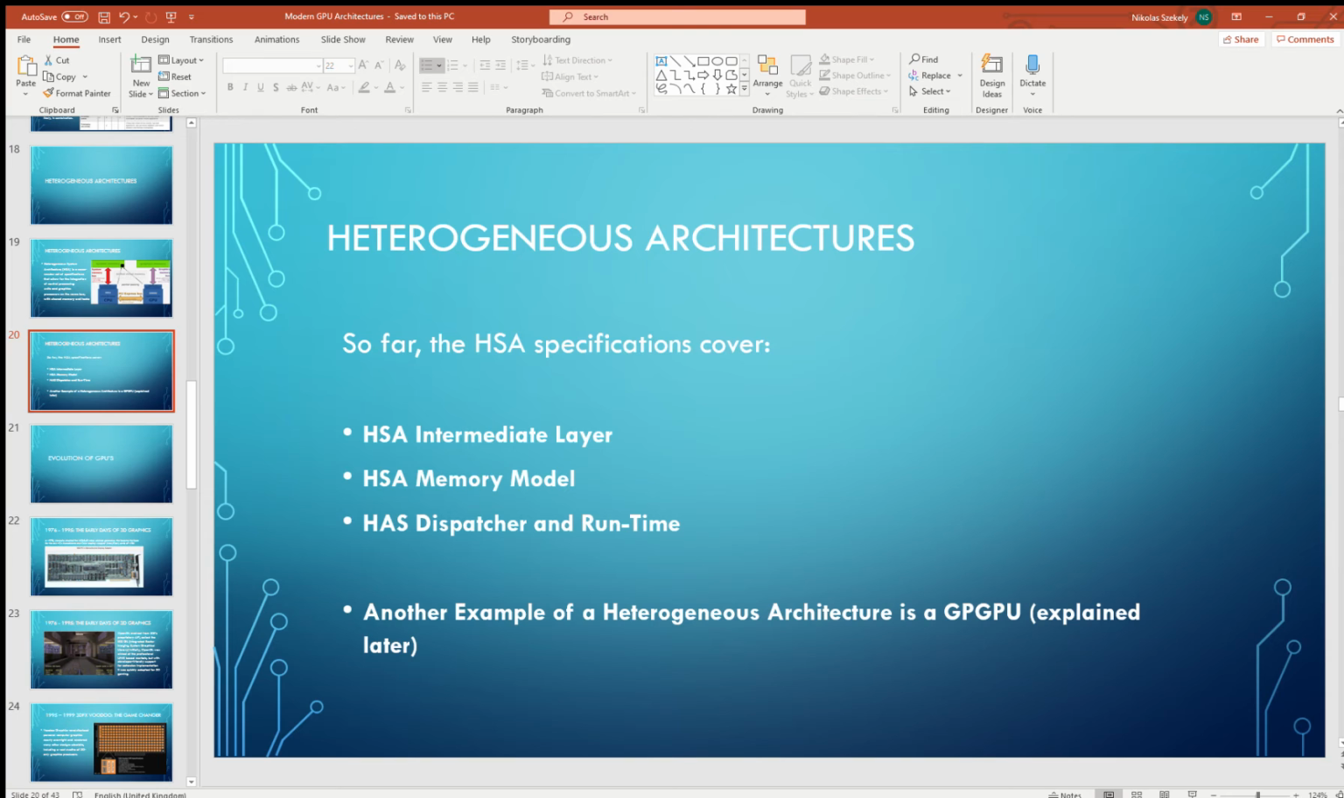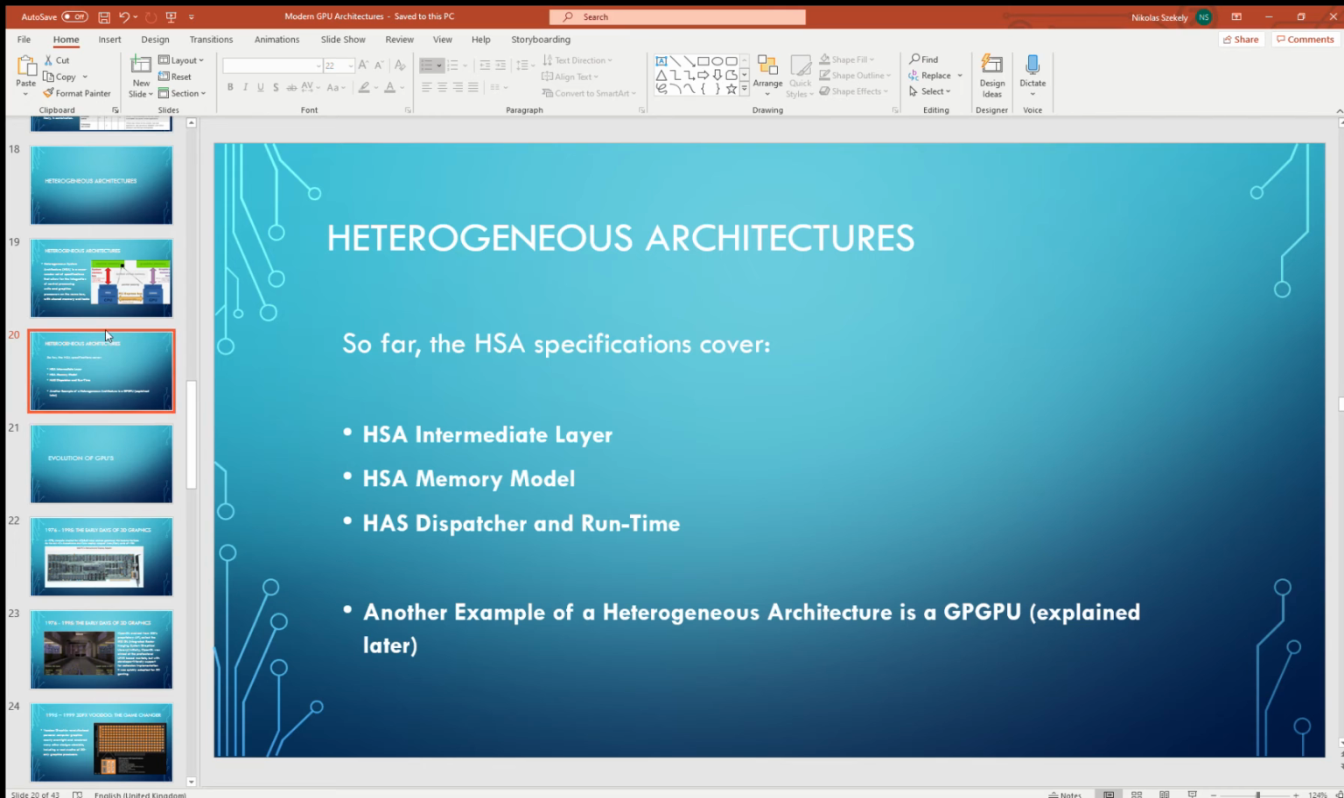And the HSA dispatcher and runtime is designed to enable heterogeneous task queuing: a work queue per core, distribution of work into queues, and load balancing by work stealing. Any core can schedule work for any other, including itself. It brings significant reductions of overhead of scheduling work for a core. Mobile devices are one of the HSA application areas in which it yields improved power efficiency. Another example of a heterogeneous architecture is a GPGPU, explained a little bit later in the lecture.